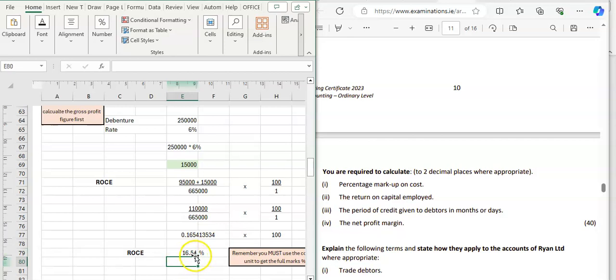Remember, we always round to two places of decimal. The two places of decimal here is 54. This next figure, the fifth place, a 1, tells us whether we leave the 4 as it is or round it up. So 1 to 4, you leave it; 5 and above, you round it up. That's why we're stating it as 54. So it's 16.54%. So that's part 2 for Ryan, calculating the return on capital employed.